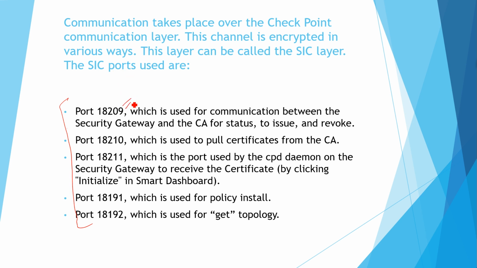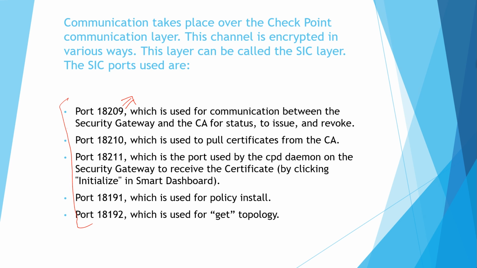All ports have their own characteristics and features, just like 18209, 18210, 18211, 18191, 18192. These ports are very important. We have multiple ports required for different features in Check Point, but I'm not going to tell about each and every port of Check Point. We are talking only about the ports which we are using for SIC. So these are very important ports, and every port has its own detailed explanation.